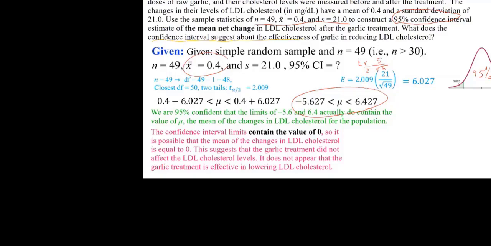When you look at this confidence interval, three things happen. Either we go from negative to positive, which means 0 is included. If 0 is included, there is no effect. Or both sides are negative, that means it makes it worse. Or both sides are positive, that means it helps.